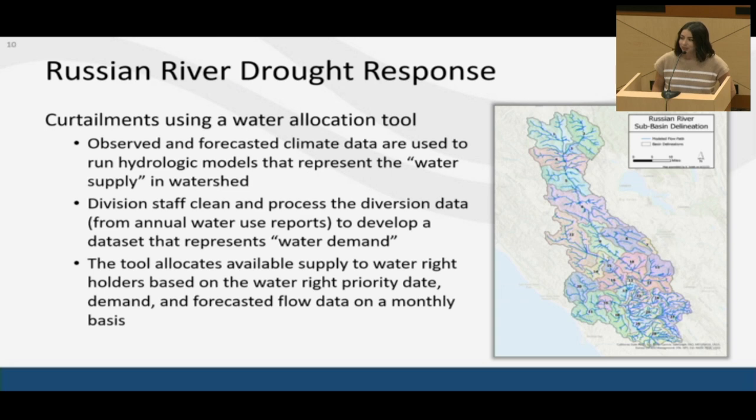How does the analysis work? Well, the division first used observed and forecasted meteorological data to represent the water supply in a watershed. And then, as I mentioned, we have that water demand data from our self-reported water use reports, and that is used to represent the demand in the watershed. Then we use a water allocation tool to assess the available water at a sub-watershed level and allocate the water based on the supply and demand data and water right priority.